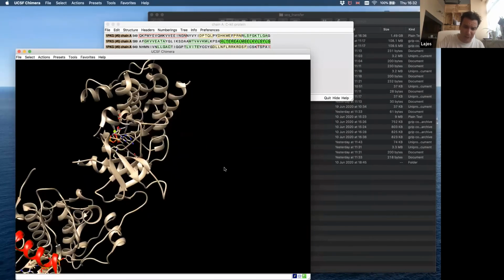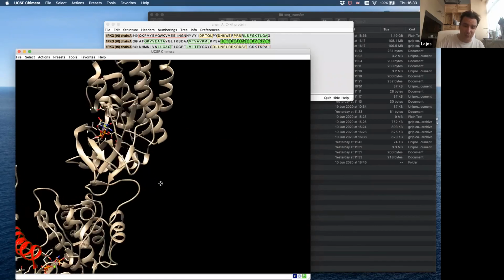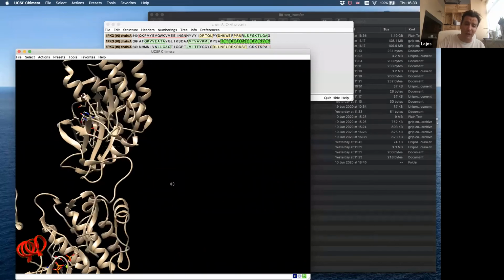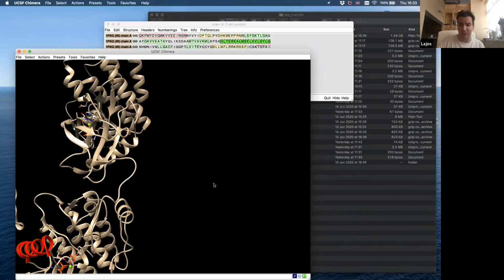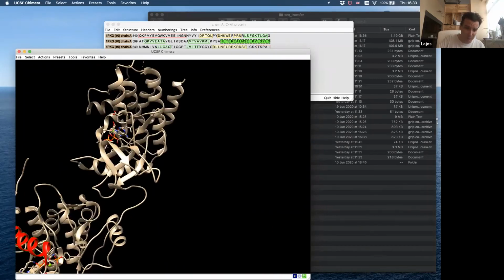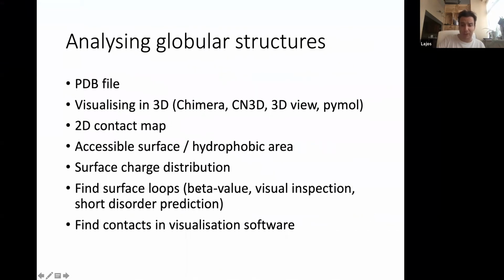Something like this here is a surface loop. It is visible clearly on the surface, and it's a long region. Or if you look at this loop here, if you have some specific amino acid sequence on this loop that you can target with an antibody, it will always be accessible for the antibody, much more than something which is, for example, down in the middle of your domain.